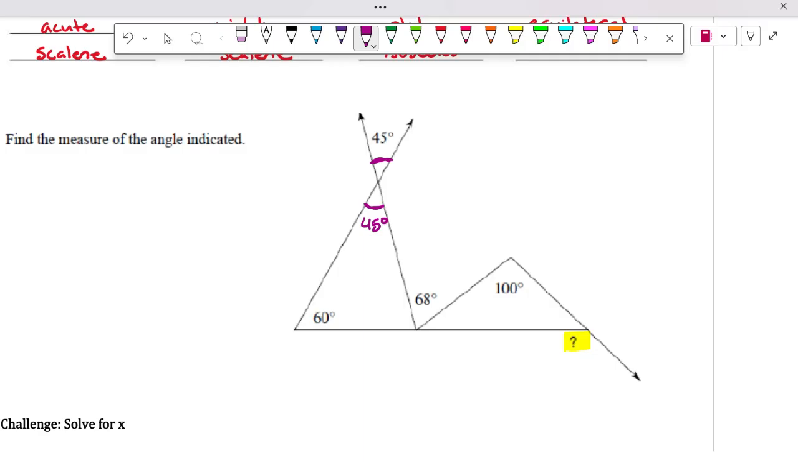Now, that angle gives me enough to find the other angle of this triangle. So right here. Because now I have 2 angles within the triangle. So how do I find it? Right. Take 180, subtract 45 and 60. So what's 180 minus 45 minus 60? 75.